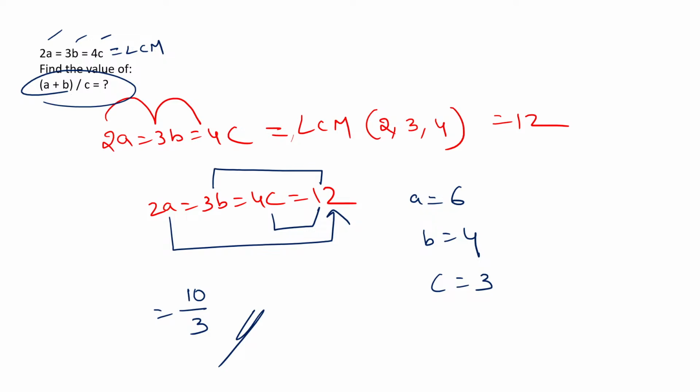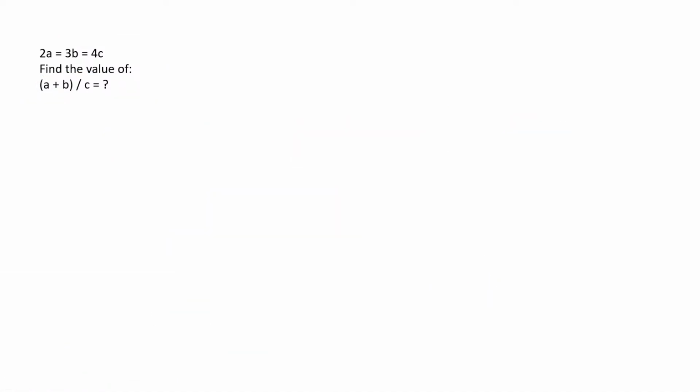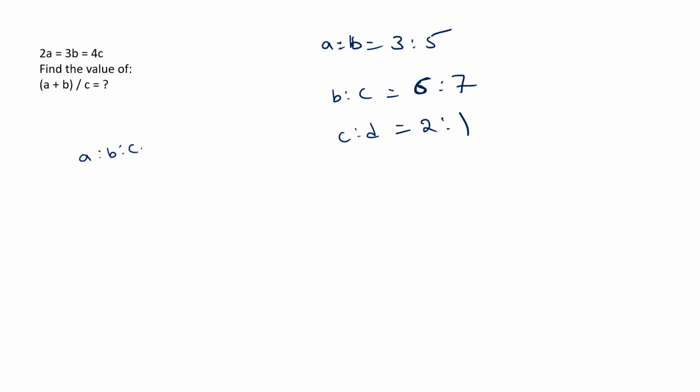So before moving on to some more difficult questions, I would like to tell you one shortcut way to find out the ratios. For example, a is to b equal to 3 is to 5, and b is to c equal to, let's make it difficult, 6 is to 7, and c is to d equal to, let us take 2 is to 1, something like that.